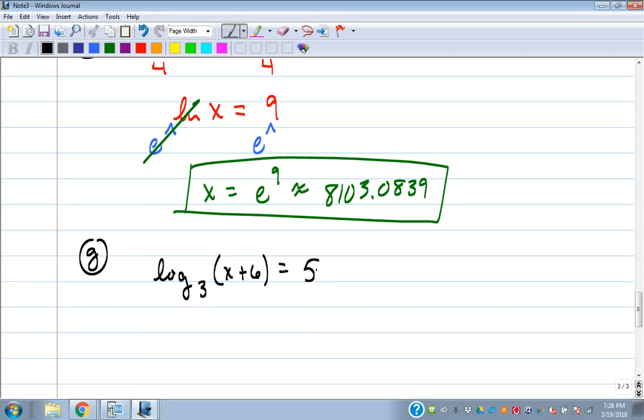Let's do this one. Log base 3 of x plus 6 is equal to 5. Okay? So we have a log base 3 in this problem. Is there anything like on the outside of that log? The first one had a 4 in front. There's nothing in front, right? There's nothing added on the end out here that we need to do. So the log is by itself. We want to exponentiate. Once you have the log by itself, we want to exponentiate with the base of the log. What's the base of this log? 3. So we're going to exponentiate with a 3.